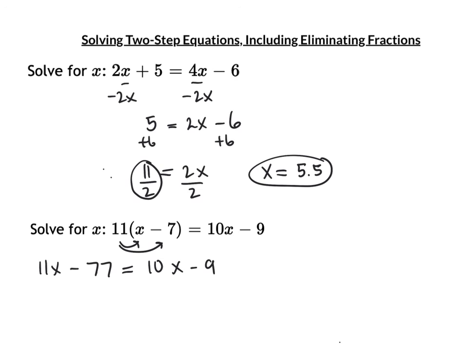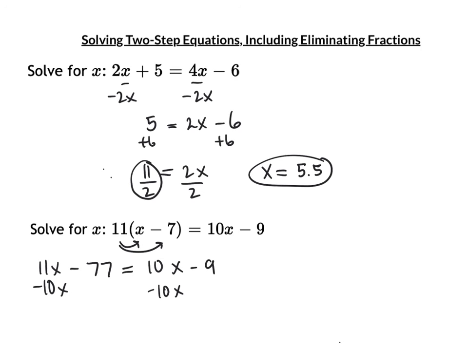Now again, there's variables on both sides, so either I'm going to subtract 10x from both sides, or I'm going to subtract 11x from both sides. You do the opposite to get rid of it. You've got to get the variables on one side in order to get the variable by itself. Now again, I would subtract 10x. It doesn't matter, either one's okay. That's because it keeps things positive.